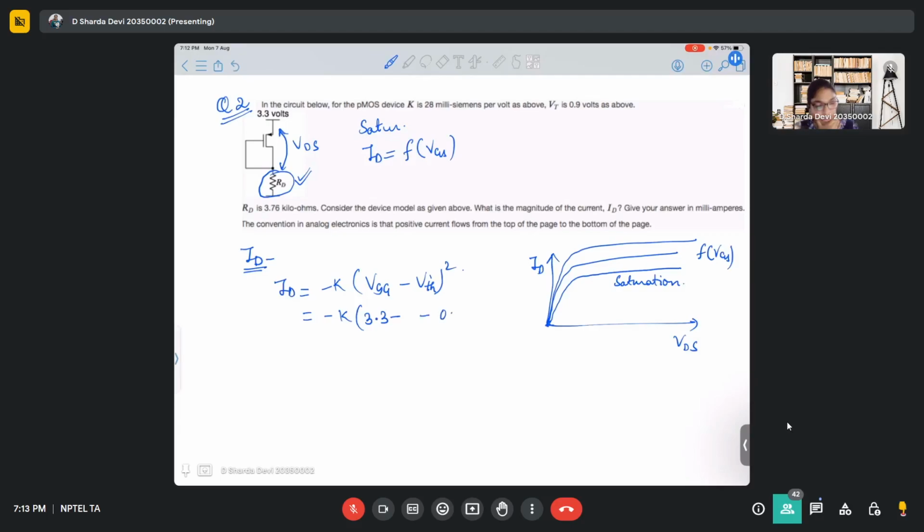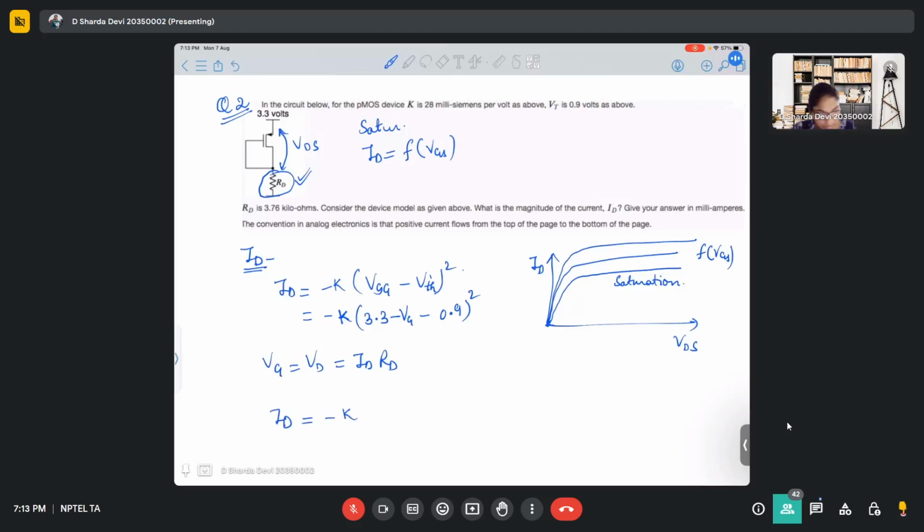Minus VTH is the same as 0.9 whole square. What is Vg? Vg is ID into RT. Vd is ID into Rd. So we'll simply substitute it over here.